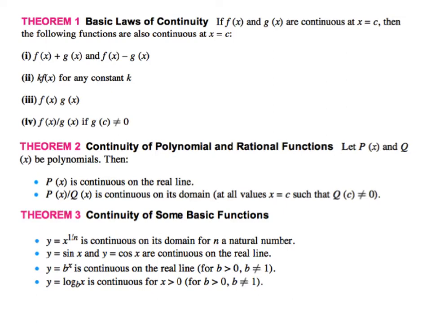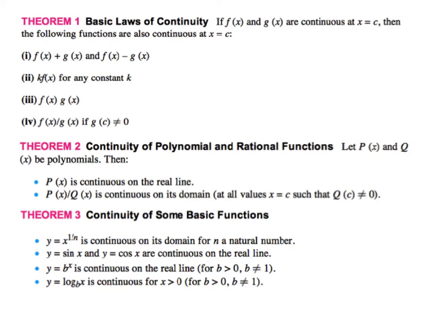Okay, I'm bringing in here some basic laws of continuity. These are things that we've talked about and seen in the past, but just as a quick refresher. First of all, if f of x and g of x are continuous at c, then the following functions are also continuous at c. So we have two continuous functions. We can add them or subtract them, and the result would still be continuous. We can multiply by a constant k, essentially adding a coefficient, still continuous. We can multiply them, still continuous. Divide them, still continuous, as long as the denominator is not equal to 0 at c.